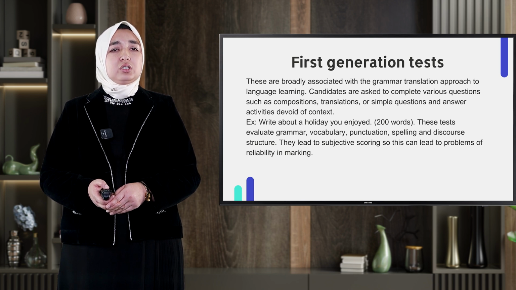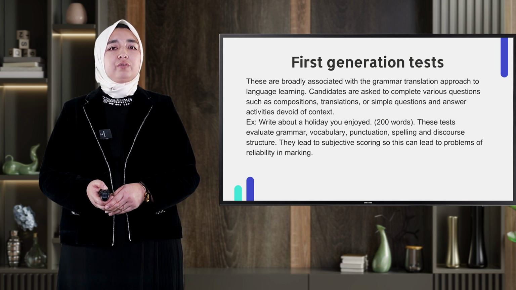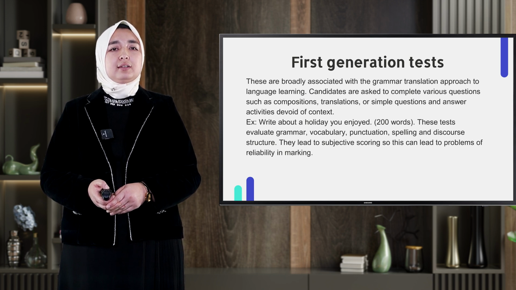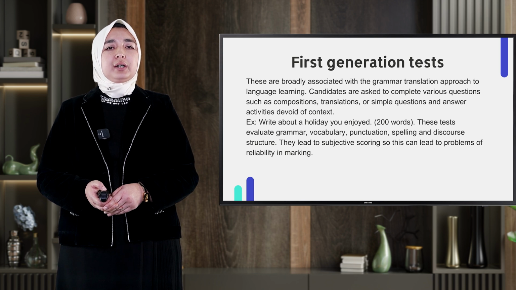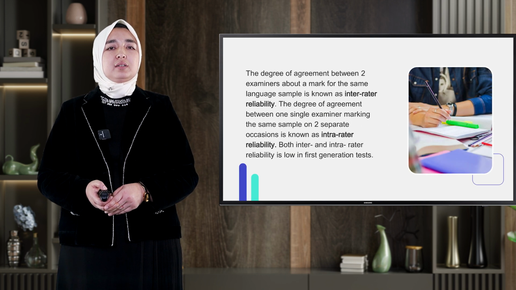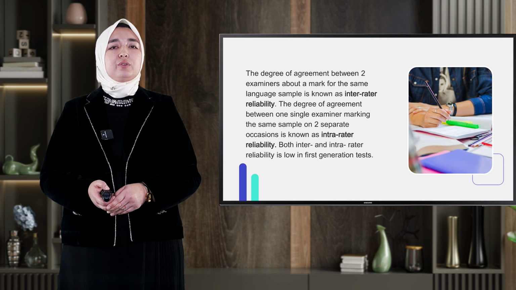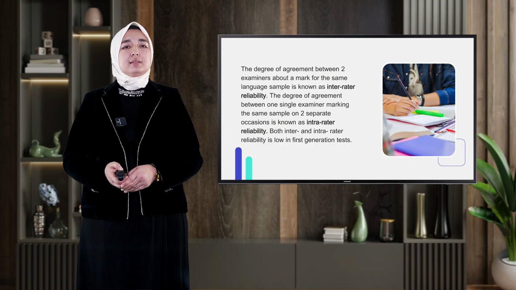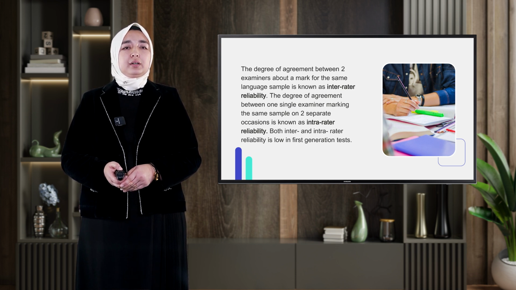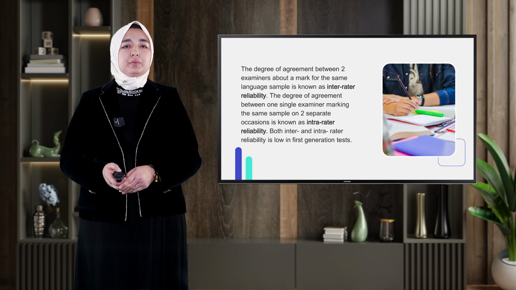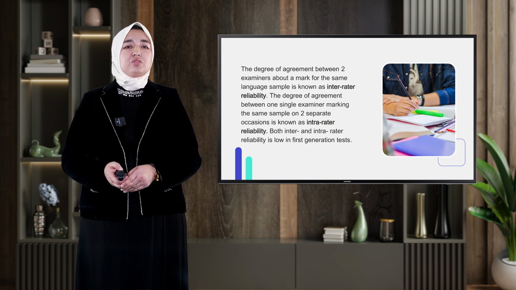For example: write about a holiday you enjoyed, 200 words. These tests evaluate grammar, vocabulary, punctuation, spelling, and discourse structure. They lead to subjective scoring, which can lead to problems of reliability in marking. The degree of agreement between two examiners about a mark for the same language sample is known as inter-rater reliability. The degree of agreement between one single examiner marking the same sample on two separate occasions is known as intra-rater reliability.